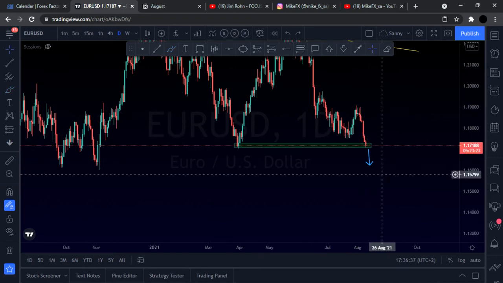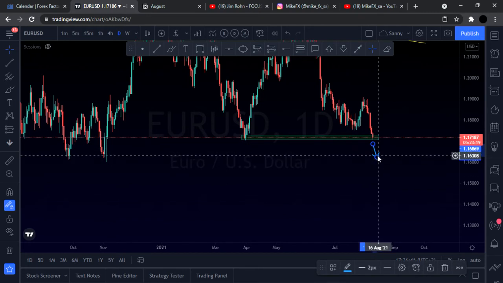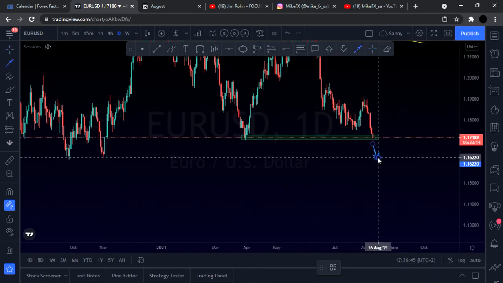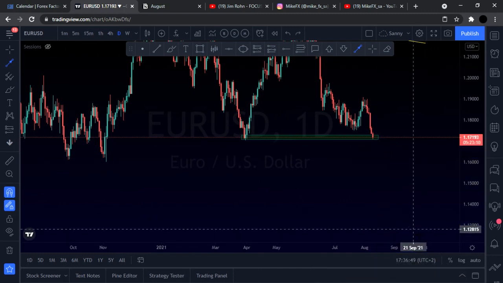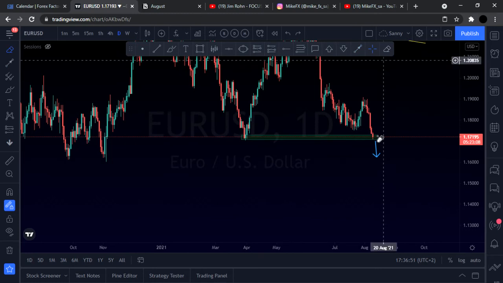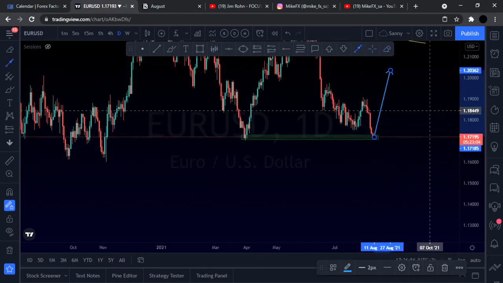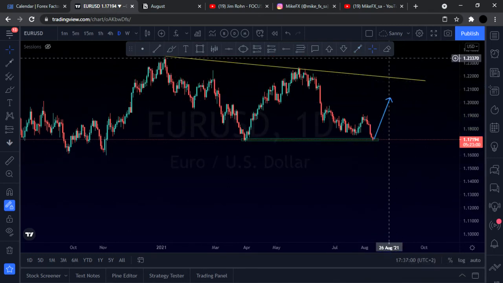So we just have to wait and see if price breaks this level and gives us a retest, and then probably shoots all the way to the downside, or if price is really going to reject this area and start pushing all the way to our level of resistance there, right? So Euro USD is not really ready yet.